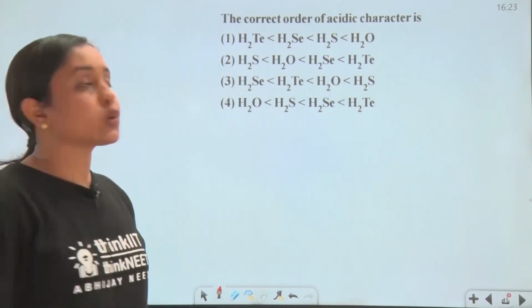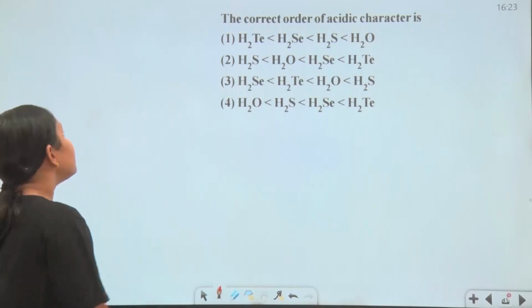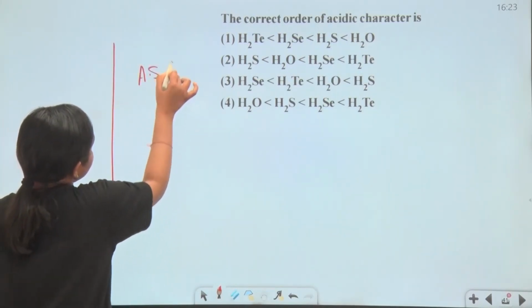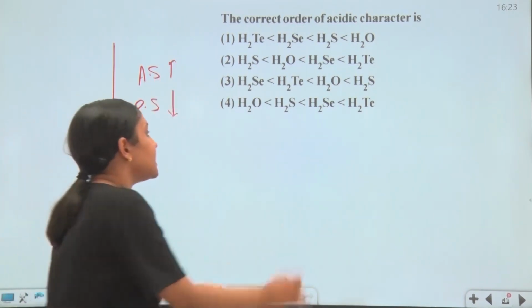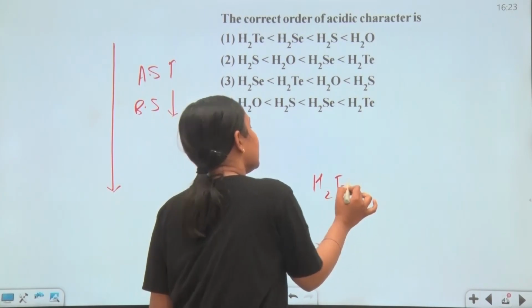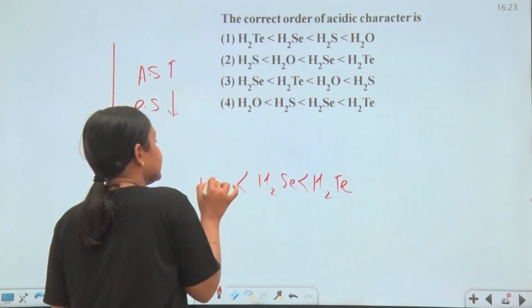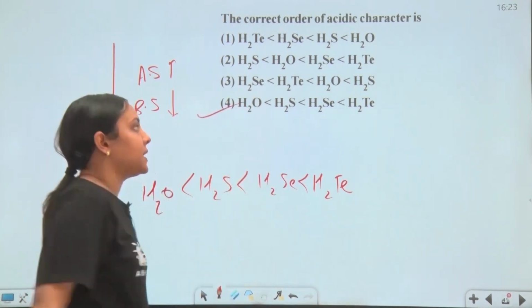Hello dear students, our next question is, the correct order of acidic character is, right? Basically, when we move from top to bottom in a group, acidic strength increases and basic strength decreases, right? So H2Te has the most acidic character, then H2Se, then H2S, and then H2O. So option 4 is the correct answer.